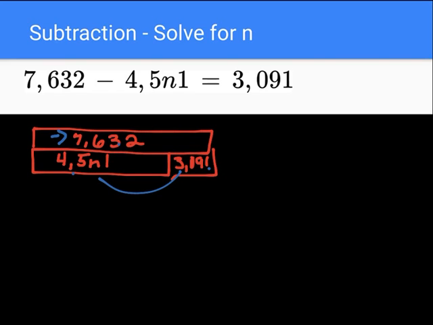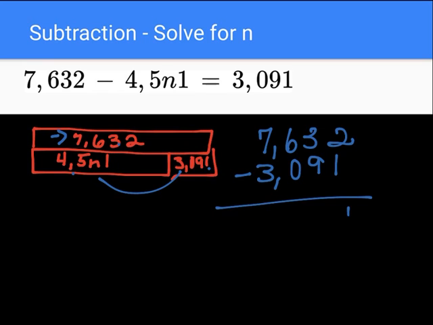So what I'm going to do is I'm just going to switch them from how they wrote it. 7,632 minus what I do know, 3,091. 2 minus 1 is 1. I cannot do 3 minus 9. So I have to come over and borrow from my hundreds. When I do that, I have 5 hundreds left. Then the 100 I borrowed, I have to take over to my tens. Well, there are 10 tens in 100. So I take those 10 tens, add it on to the 3 tens I already have, and I now have 13. 13 take away 9 is 4.